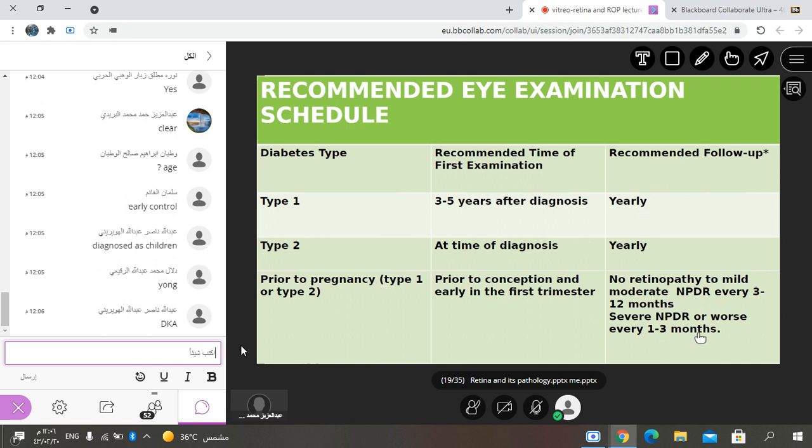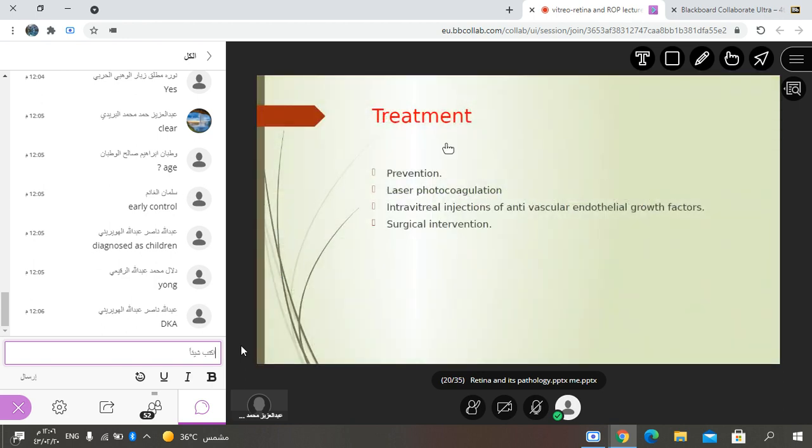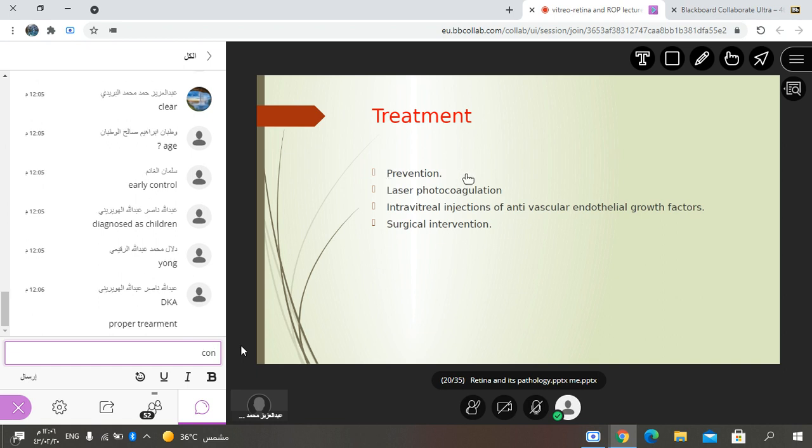Pregnancy is a special condition that needs more elaboration. It's beyond your scope now. So the treatment for diabetic retinopathy, the most important is prevention, and preventing by what? It's called the secondary prevention. It's not the primary prevention.